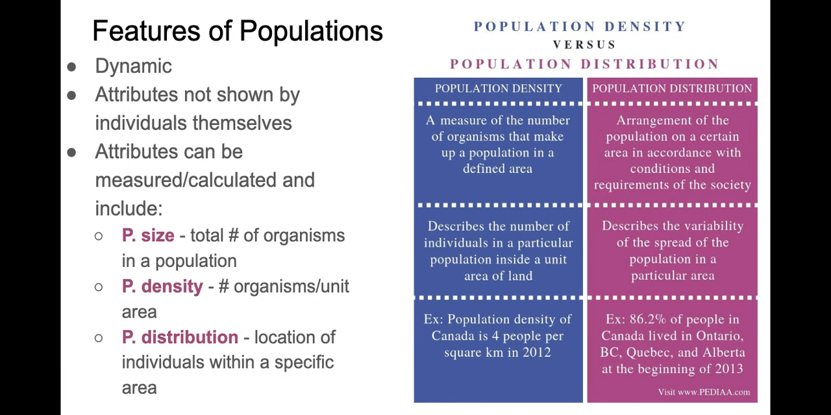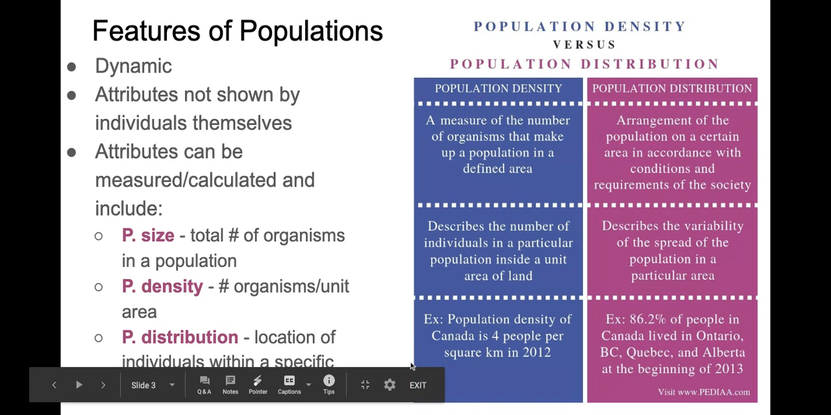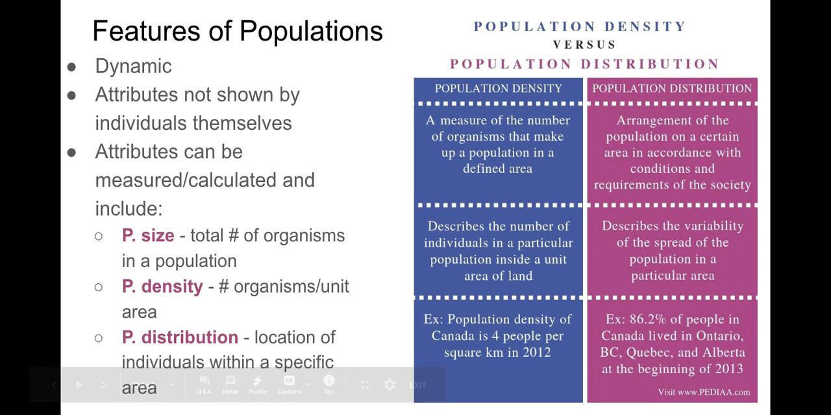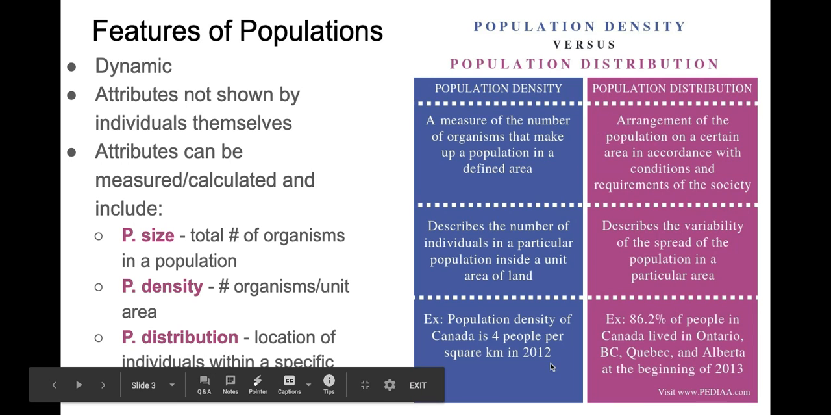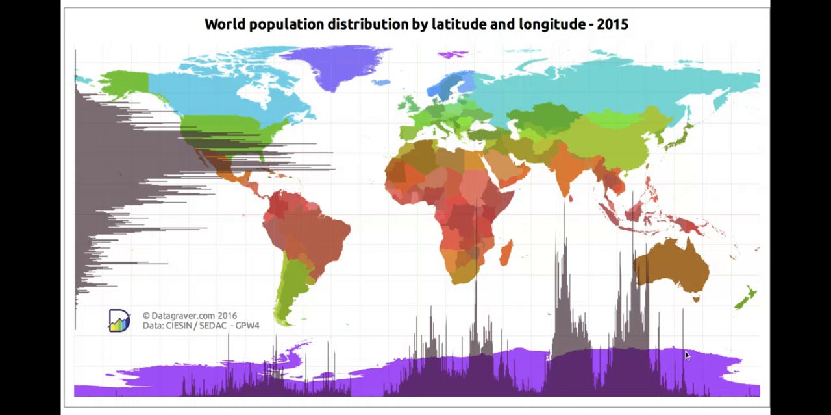So populations, usually they are dynamic. So everything we study for them is not going to be at the individual level. And the ways that we can study these is by knowing their size, their density, and distribution. So just so you know some little definitions, the density would be the number of organisms per unit area, and the distribution would be where those organisms are located.